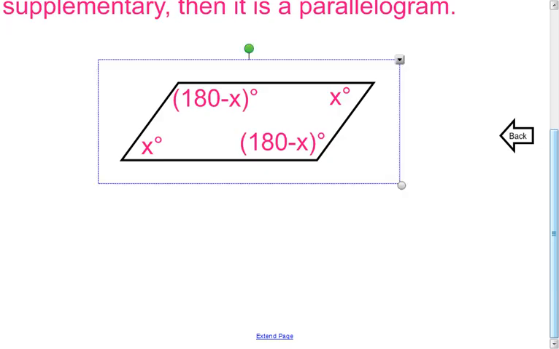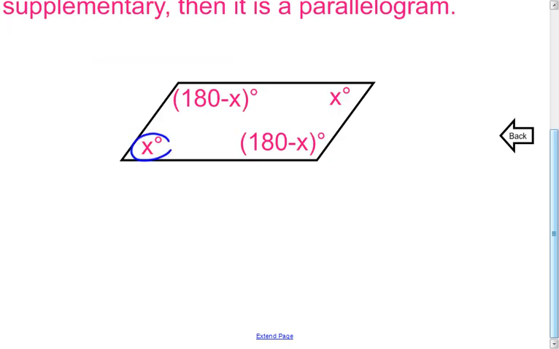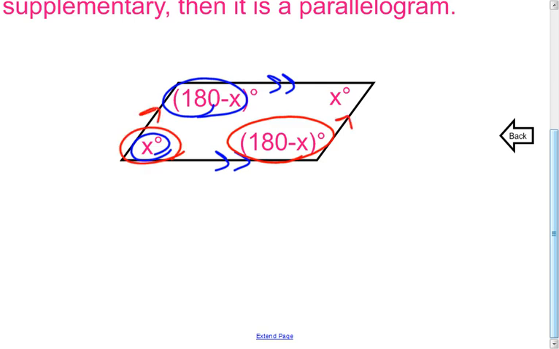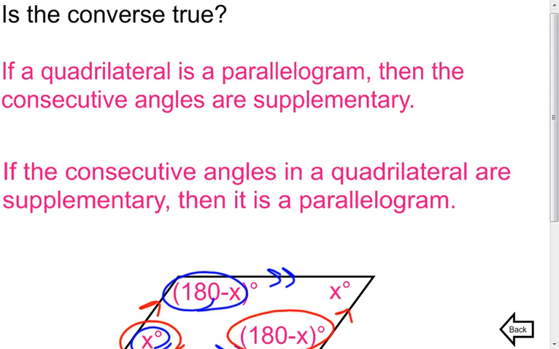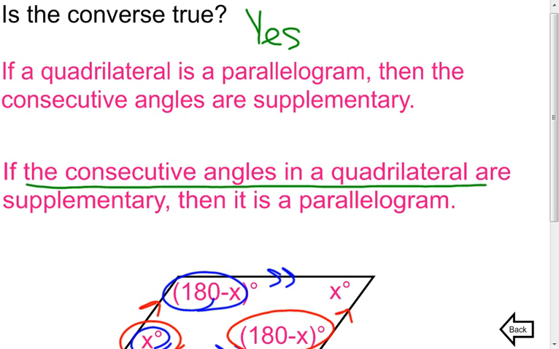I figured out that this angle and this angle, if they add up to 180 degrees, well, they're consecutive interior angles for the top and the bottom. They have to be parallel. But then if I go like this, those are consecutive interior angles that are supplementary, which means that these two sides are parallel. And yes, my converse is true. So I have another test. If I know that the consecutive interior angles of a quadrilateral are supplementary, yes, I have a parallelogram.